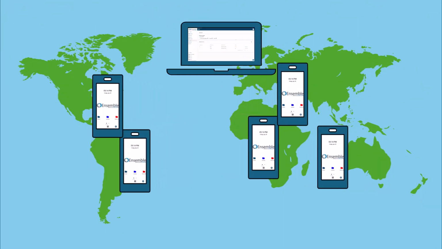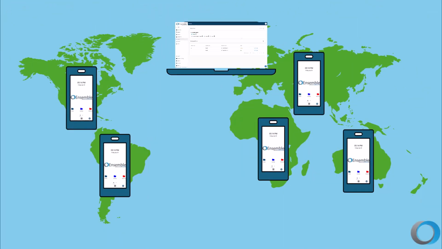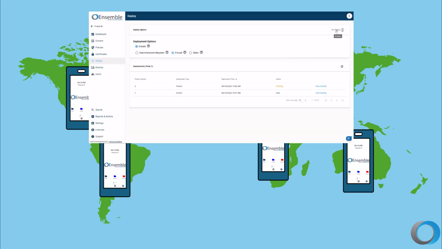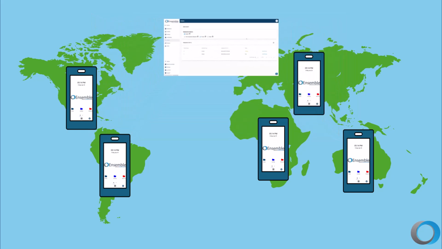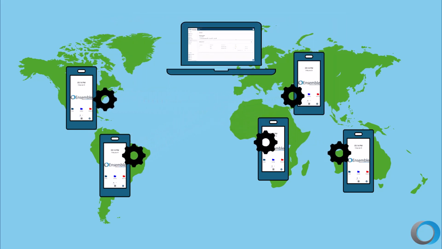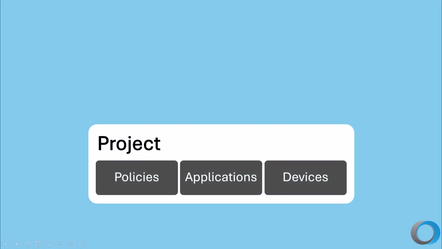With Ensemble MDM, you can remotely manage both Android and iOS devices. Our easy-to-use dashboard enables you to synchronize applications and policies across your devices with just a few easy clicks. Admins can create projects to group policies, apps, and devices together.